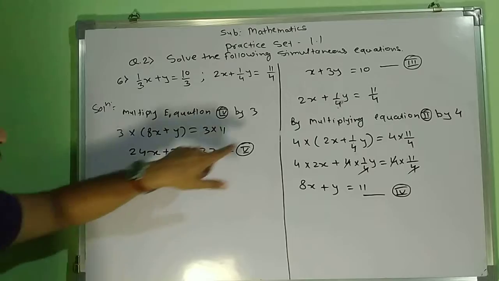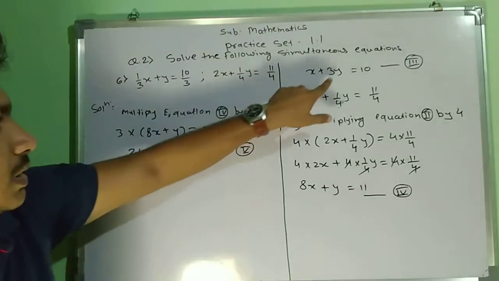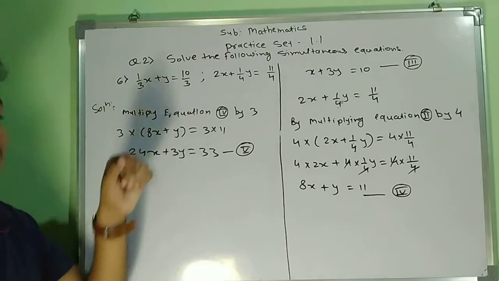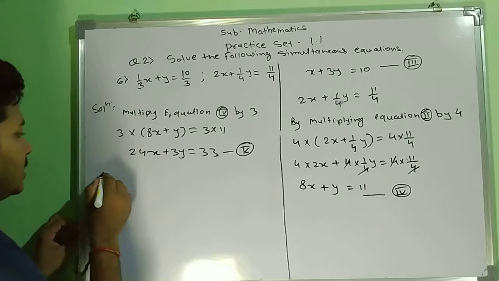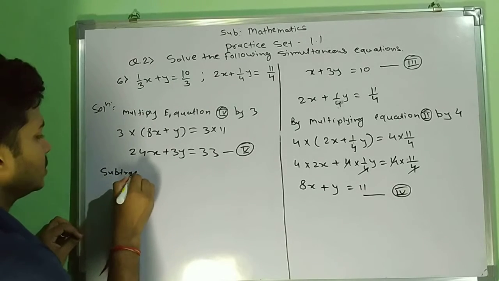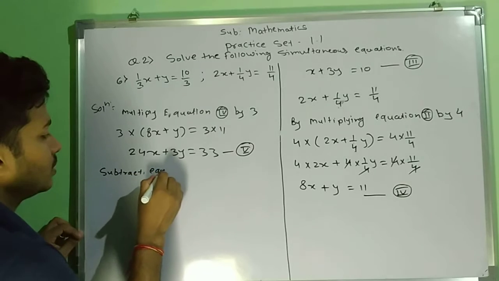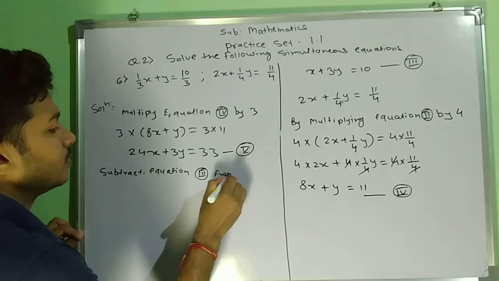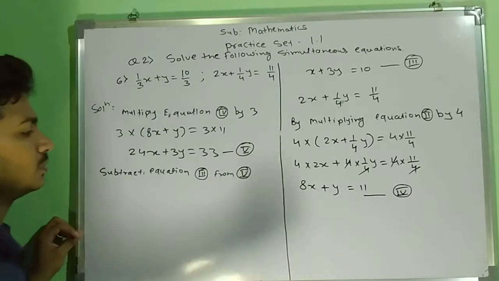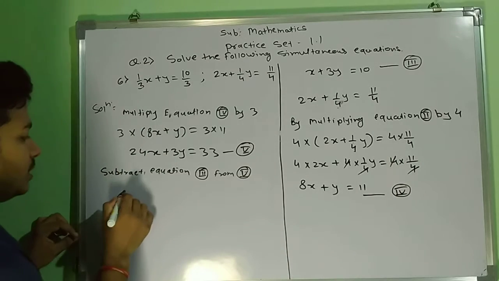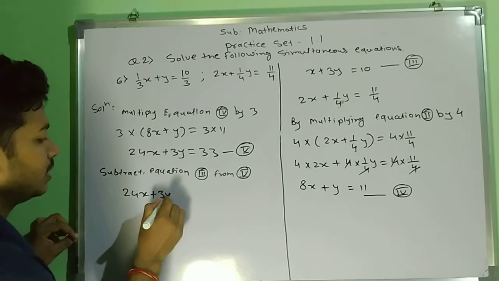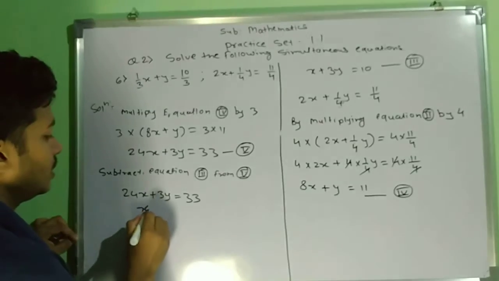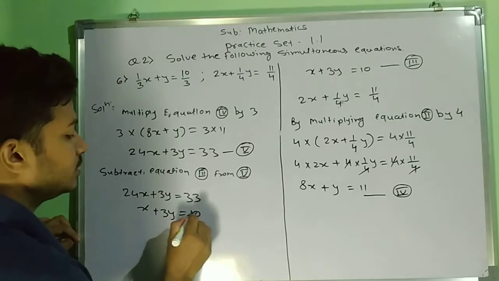Now look at equation number 5 and equation number 3. Here we have 3y, and here also we have 3y. So if we subtract this equation from that one, the 3y will be cancelled because of opposite signs. So we can subtract equation 3 from equation 5. First of all, we need to write equation number 5: 24x plus 3y is equal to 33, and our equation number 3, x plus 3y is equal to 10.